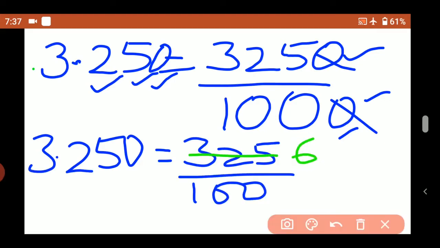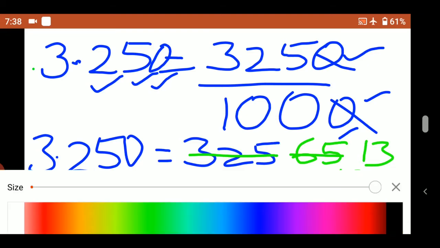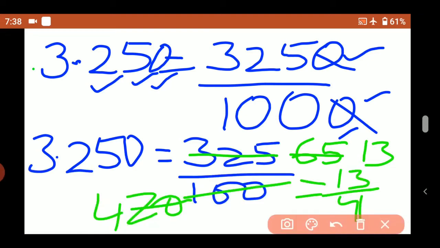5 6s are 30 and 5 5s are 25, so 65 by 20. Further you cancel it out. 5 ones are 5, 5 threes are 15, 5 fours are 20. So we got 13 by 4. Now again, because you have got it into improper fraction, you will have to convert it to mixed. So your answer will be 3 1 by 4. This is your answer. I hope you all are understanding this.